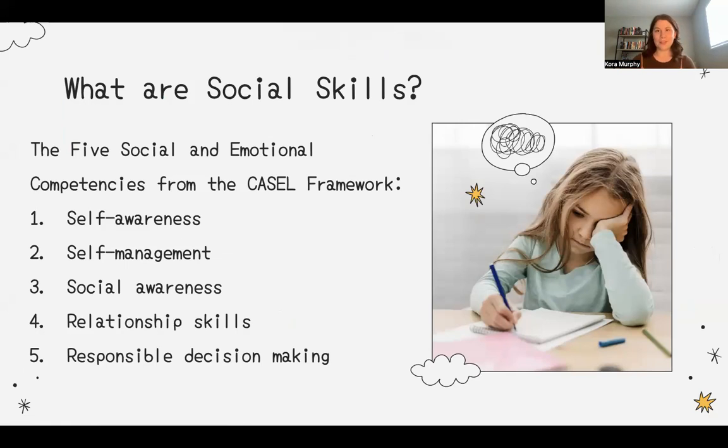This is obviously important to talk about when talking about social emotional learning. The 5 social and emotional competencies from the CASEL framework are as follows: self-awareness, self-management, social awareness, relationship skills, and responsible decision-making. We want students to understand these competencies when teaching SEL.